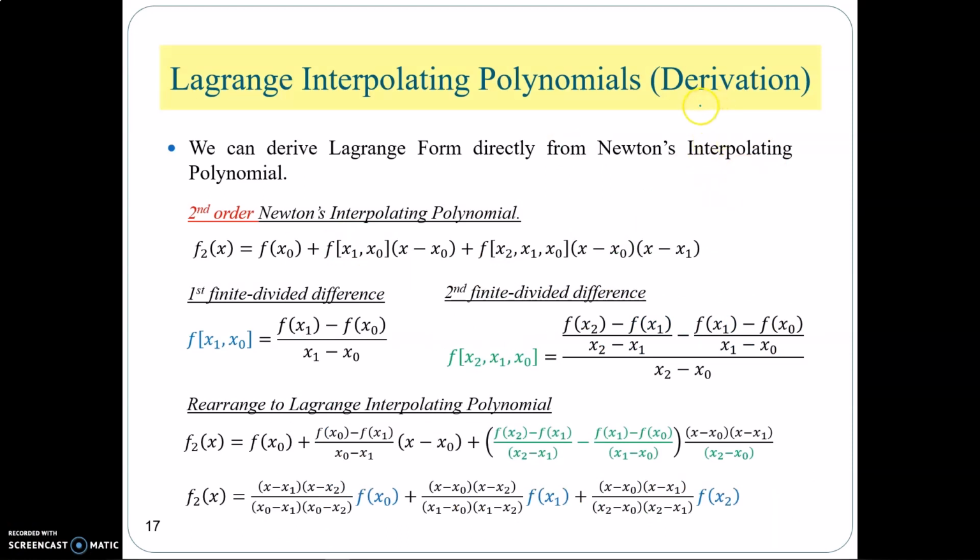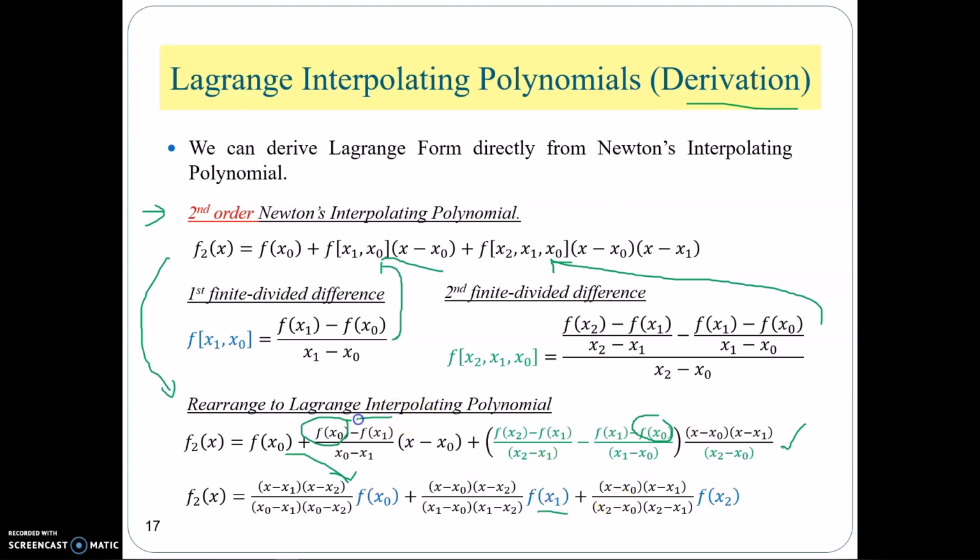By using the same approach, we can derive the second order Newton interpolating polynomial into the Lagrange interpolating polynomial. First of all, you substitute the first and second finite divided difference equations into this Newton interpolating formula. Then you should get this answer. You continue with collecting the terms for f(x0) here, f(x1) here, lastly f(x2), which is this. Then you successfully obtain the second order Lagrange interpolating formula.